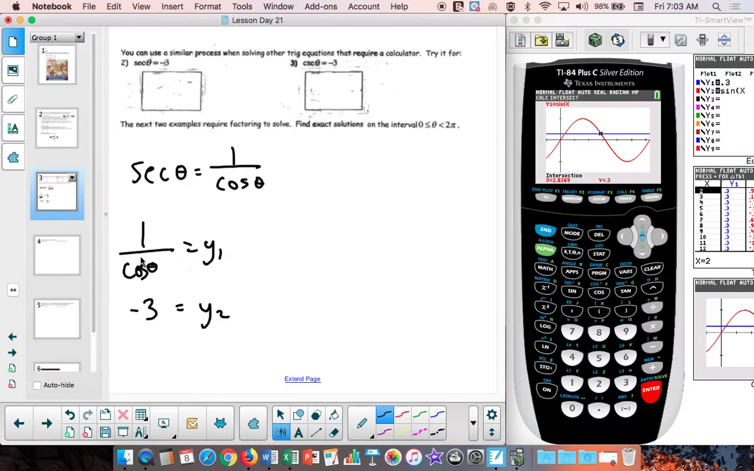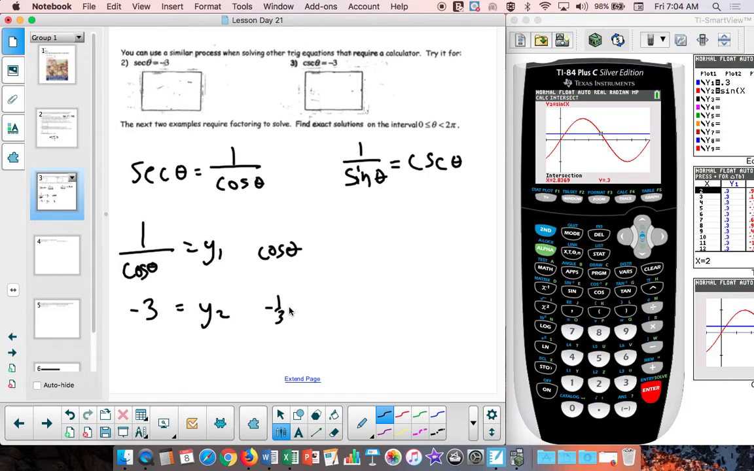So you could write it like this, or you could write where cosine theta is your y1, and then -1/3 is your y2. Same idea for cosecant, except with sine. So sine, so your y1 would either be 1 divided by sine, or your y1 would be sine, and then your y2 would be either -3 or -1/3, finding those points of intersection.